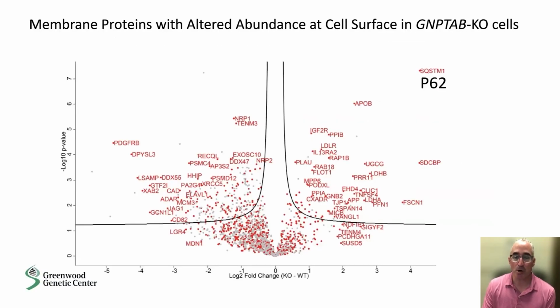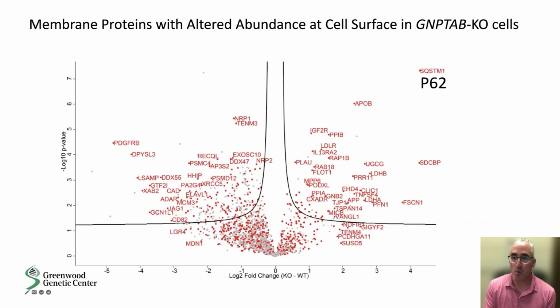So this chart just shows increased and decreased abundance of membrane proteins in these cells. And you can see this one that is highly increased in the knockout cells compared to the wild type is our protein P62. So we had already shown that that was elevated, and there were a few other things that we thought were interesting that could be related to drug resistance.